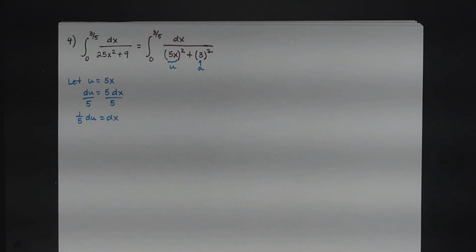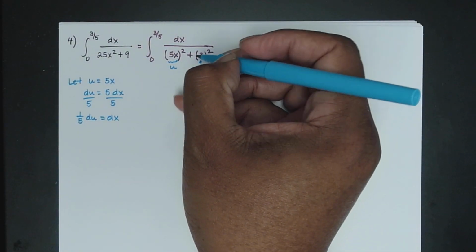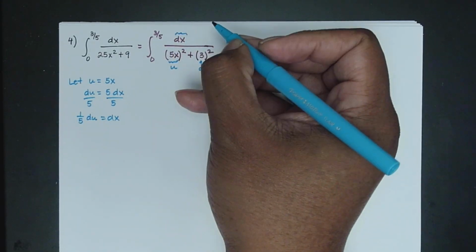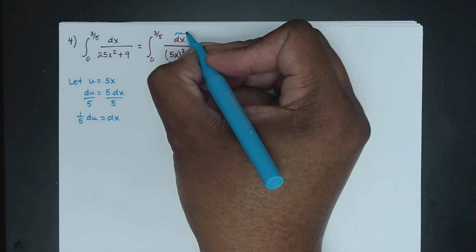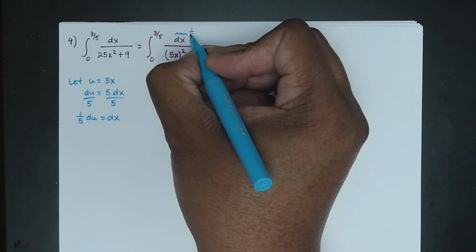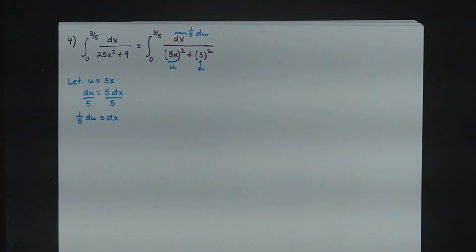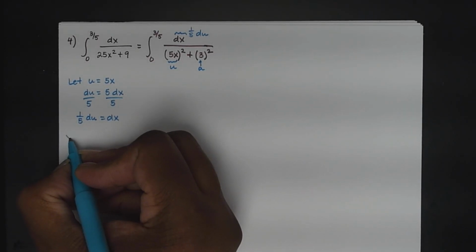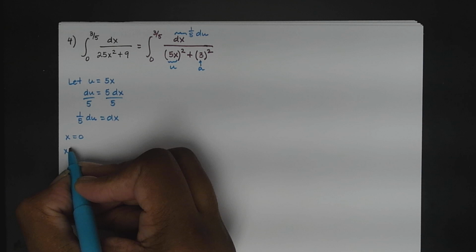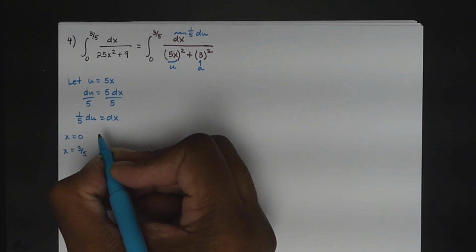Okay. Now let's go ahead and do our substitution. I got the u, and I know a is going to be that 3, which is 3 squared. dx would be 1/5 du. And let's go ahead and change our limits. We got x equals 0 and x equals 3/5. Let's put those in terms of u.